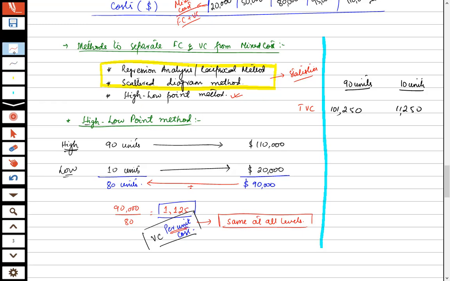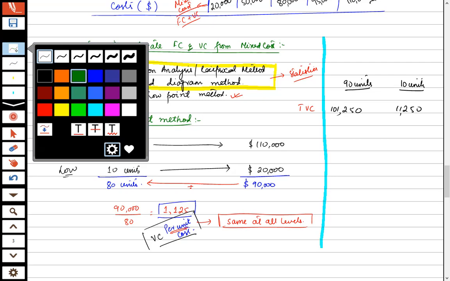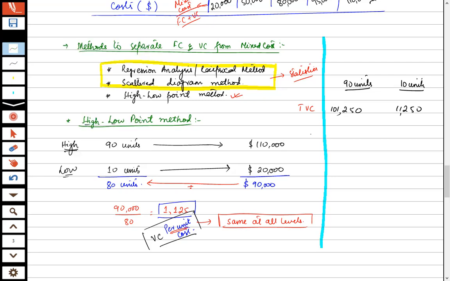I see where you're going with this, and then you just subtract this from the total cost in the table and then you get the fixed cost. Yes, done. Good. You know it. It's very simple math. Then the total cost of producing 90 units is 110,000, and the total cost of producing 10 units is 20,000.